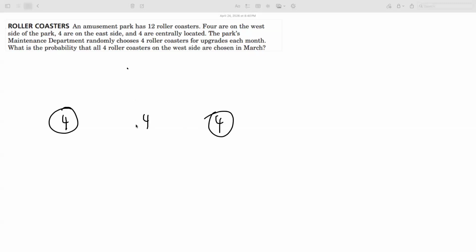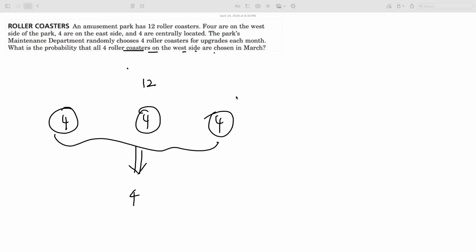Can you explain this one on the board? Yeah, I can. I sent my answer to you through the chat. Yeah, Jaya, that's correct. So, an amusement park has 12 roller coasters, okay? 4 on the west side, 4 on the east side, 4 centrally located. Now, the park maintenance department chooses 4 roller coasters. Totally, they are 12. Of this, they are pulling out 4. Now, what is the probability that 4 roller coasters are on the west side?